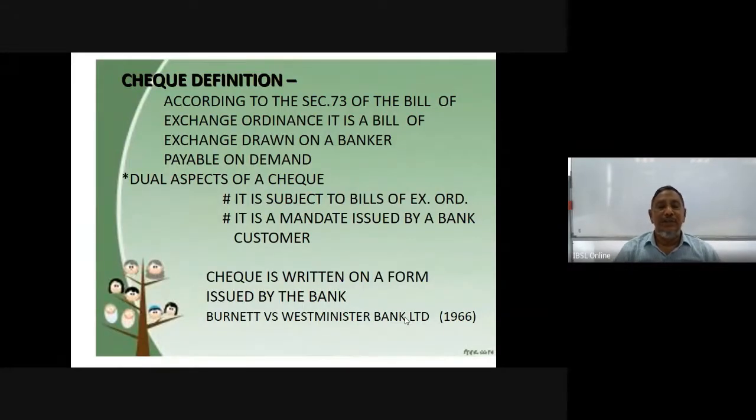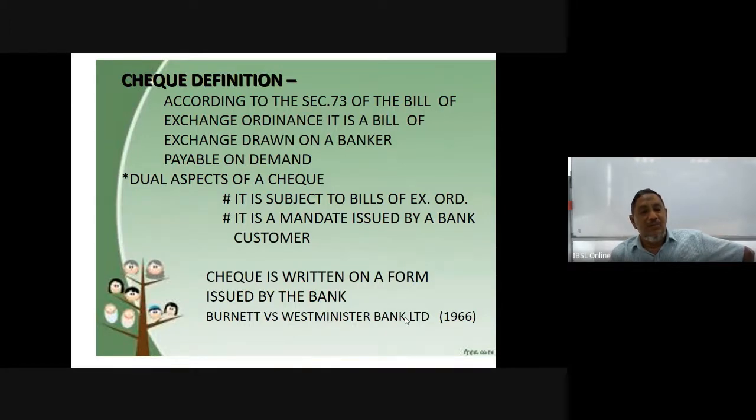According to Section 73 of the Bill of Exchange Ordinance, a cheque is a bill of exchange drawn on a banker, payable on demand. Whenever presented for payment, it has to be paid. We cannot postpone it. Dual aspect of a cheque: it is subject to the Bill of Exchange Ordinance legally, and it is a mandate issued by the customer to the bank.